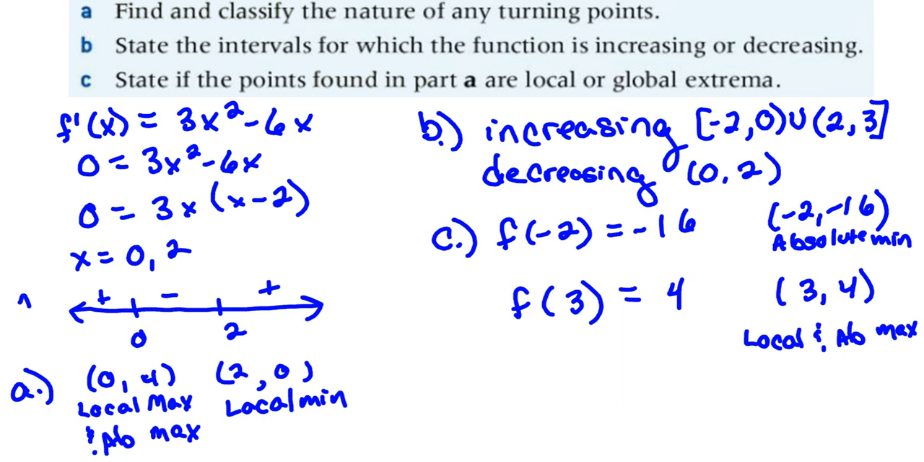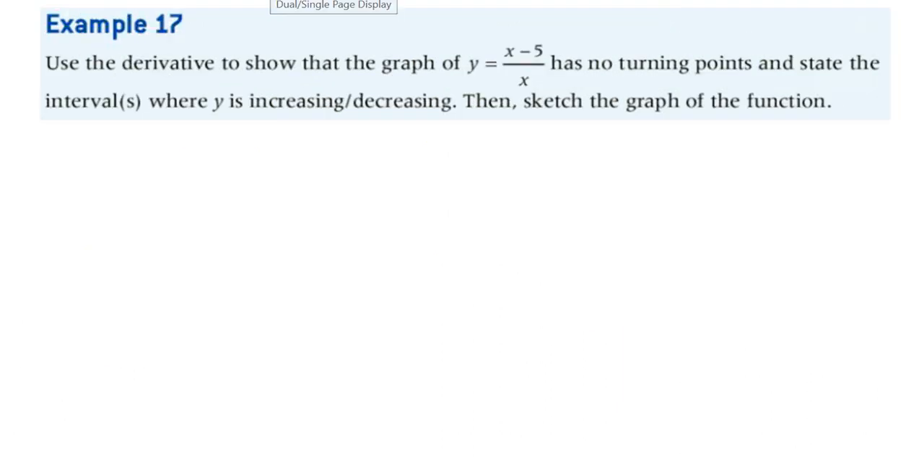Okay, the last problem then. This is a different looking graph. So we're going to use a derivative to show that the graph has no turning points. And then we're going to state the intervals where it's increasing and decreasing. Even though it has no turning points, it does increase and decrease. And then we're going to sketch the graph based off of that information.